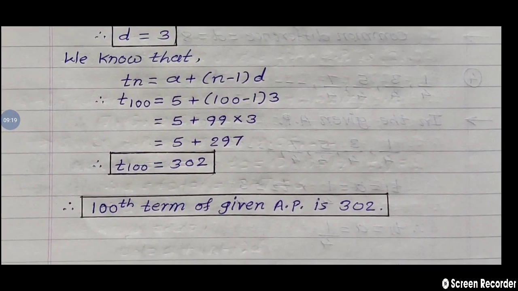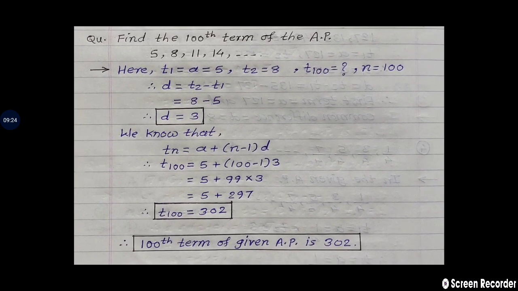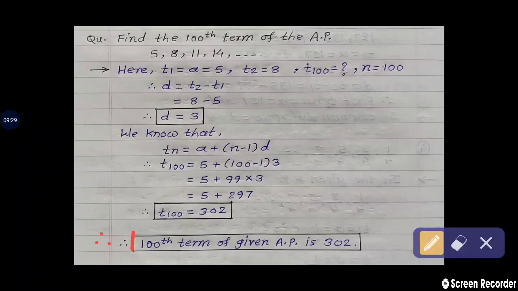At the last, we write the answer in a proper sentence. Check here. Therefore, the 100th term, final answer we are highlighting like this: the 100th term of the given AP is 302. All of you understood this properly? See there, very simple. Read the question carefully, and then according to that, write down the given, write down the formula, substitution, and calculate the value properly without any mistake.